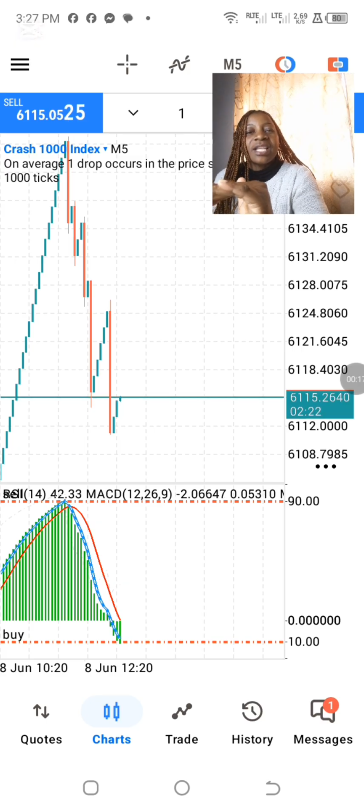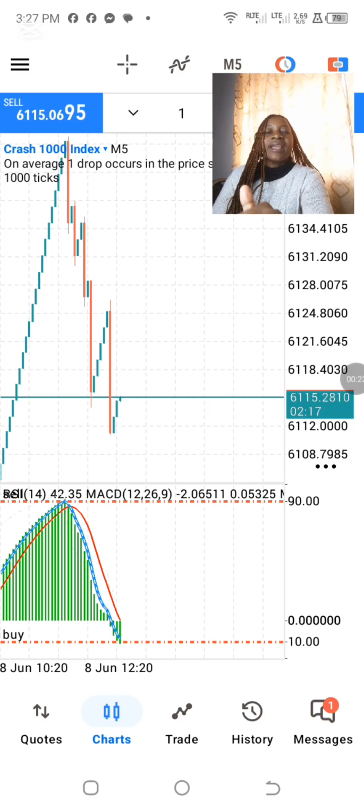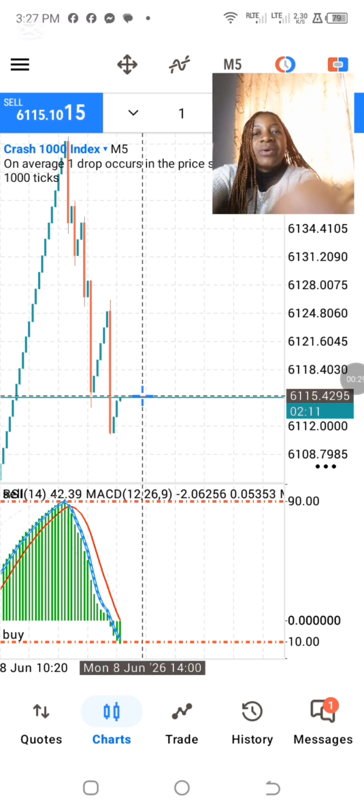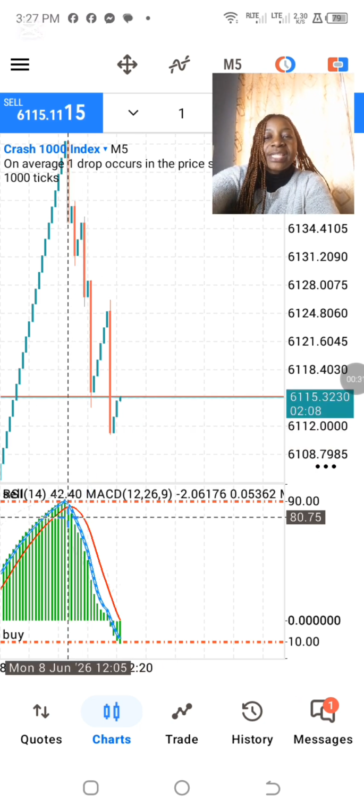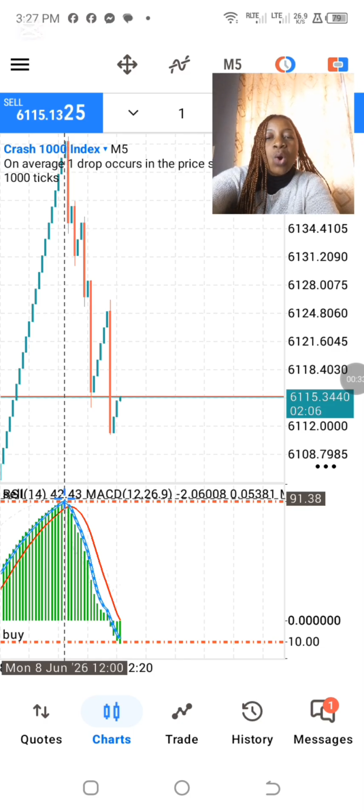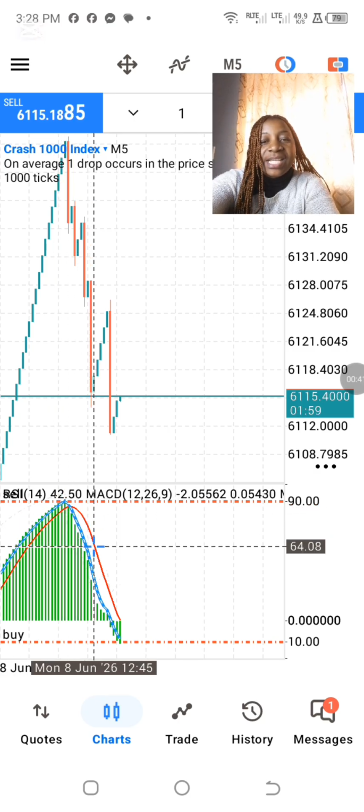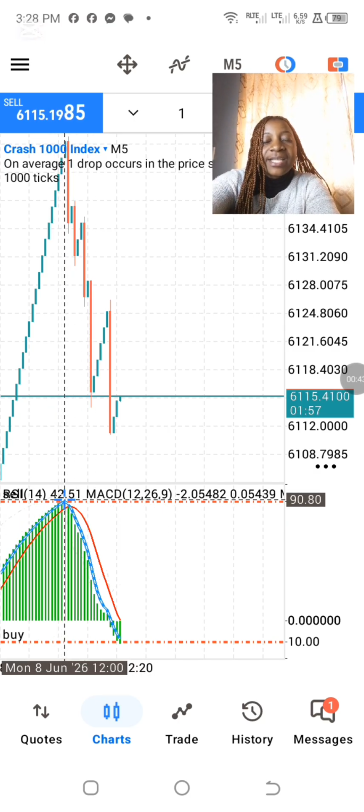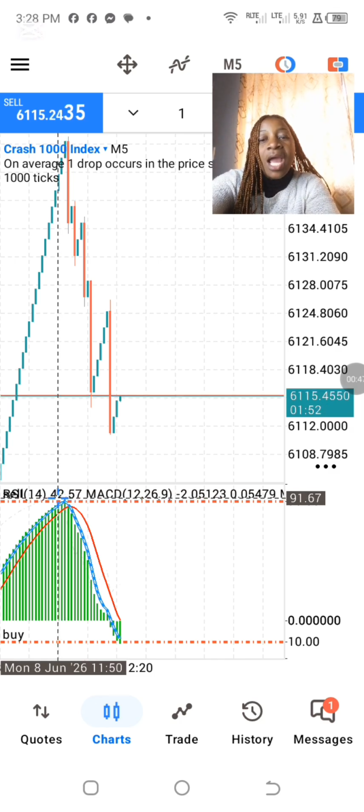The conditions of selling in Crash are the same conditions that we can use when we are selling in PainX, which is on Weltrade. So the first thing is that the MACD on our indicators window must reach level 90. It must touch or cross above level 90. That's the first condition. The MACD histogram, the green histogram, must touch level 90 or cross above level 90. When that happens, like what happened here, we enter and we sell.